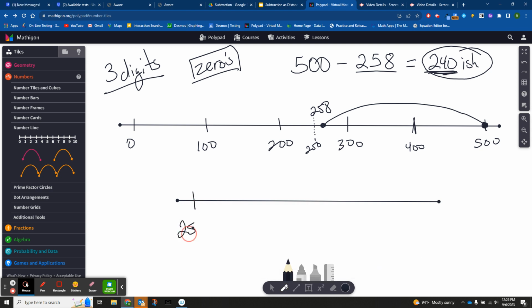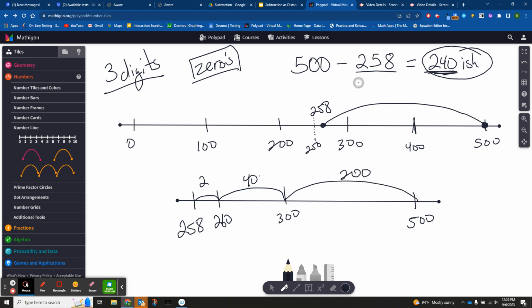So here's 258. Now I can zoom in, and here's 500. How far is 258 from 500? We go to the nearest 10. Let's go to 260. We know it's a 2. Now let's go to 300, and we know that's 40. And then we know that 300 is 200 away from 500. And there's my answer, 242. Boom, done. That's it.